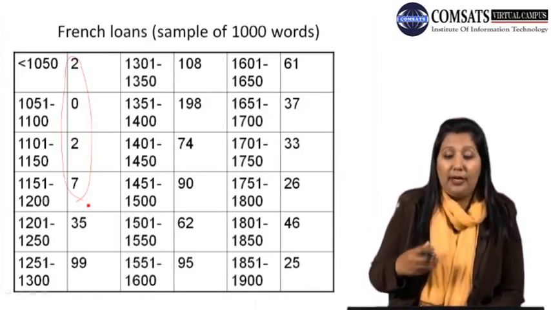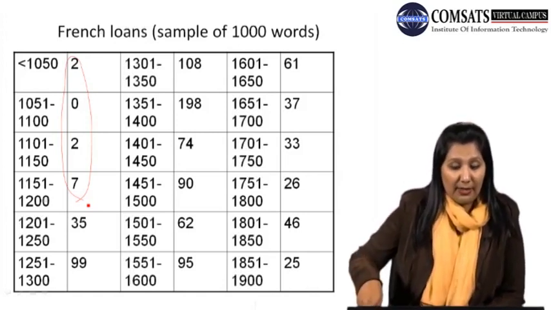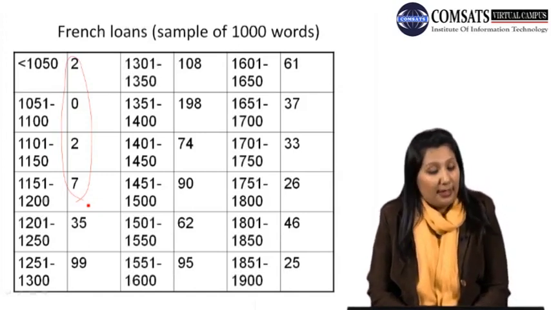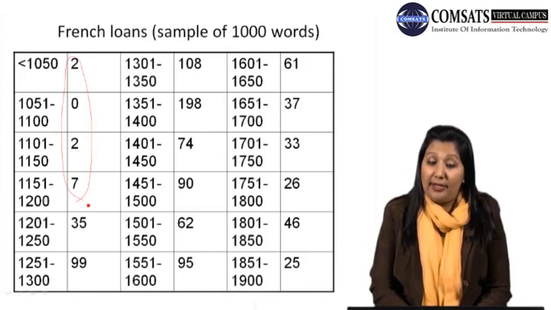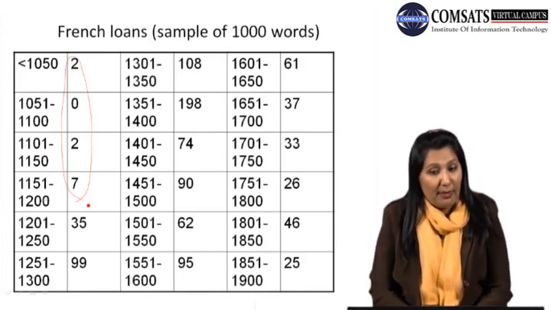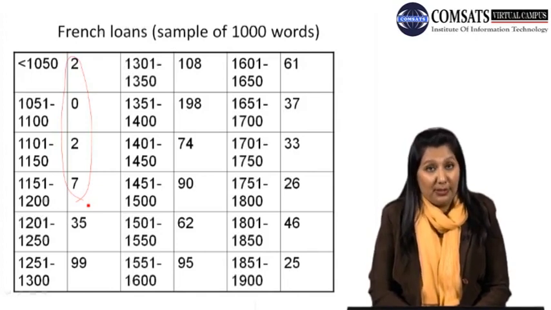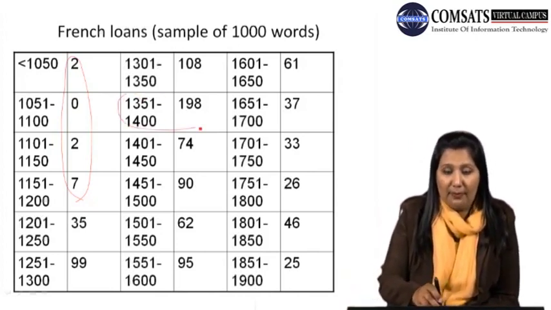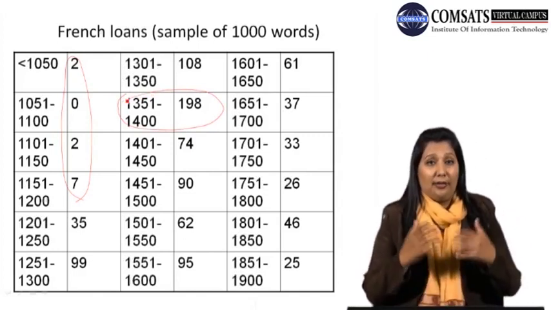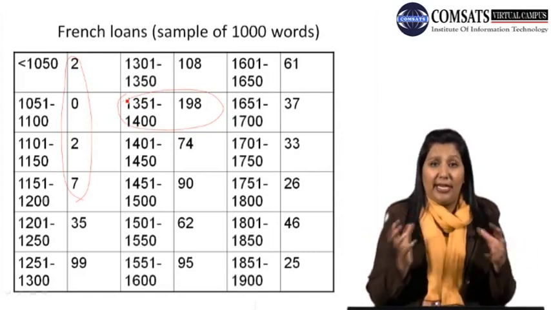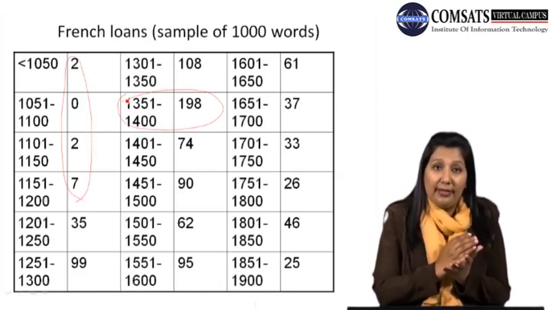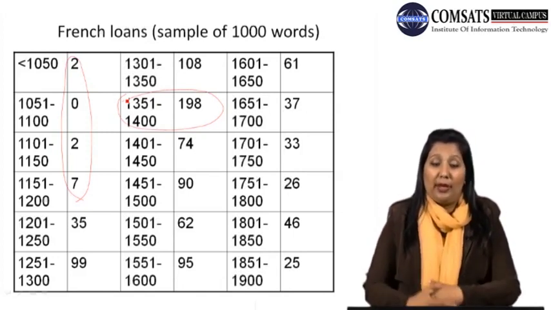Whereas after 1200, it moved very, very rapidly, and in 1201 to 1250 it came up to 35 words. 1251 to 1300 it became 99, then it started rising. In 1301 to 1350 it came up to 108. In 1351 to 1400 it was raised to 198. This was perhaps the largest number, and this is the period when French and English were living in close connection, influencing each other. This was a time when most of the French words were contributed and added to the English language, and the total amount of words was 198.